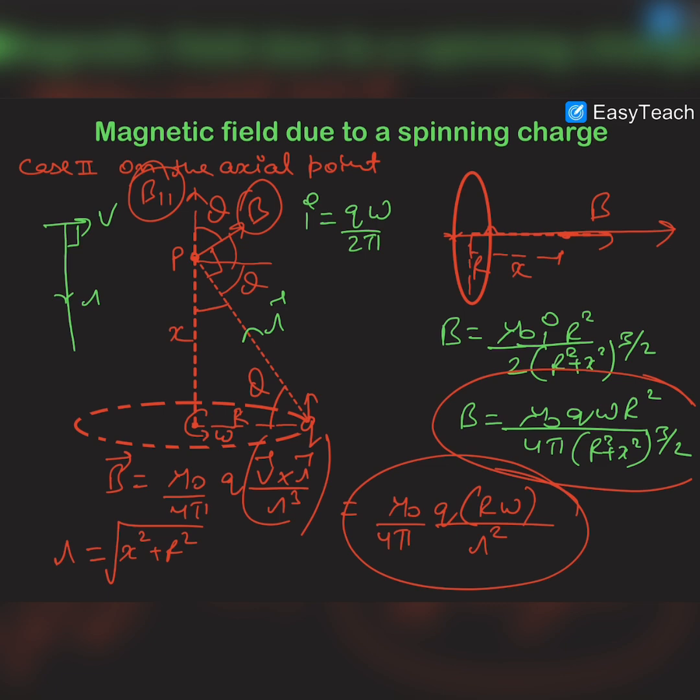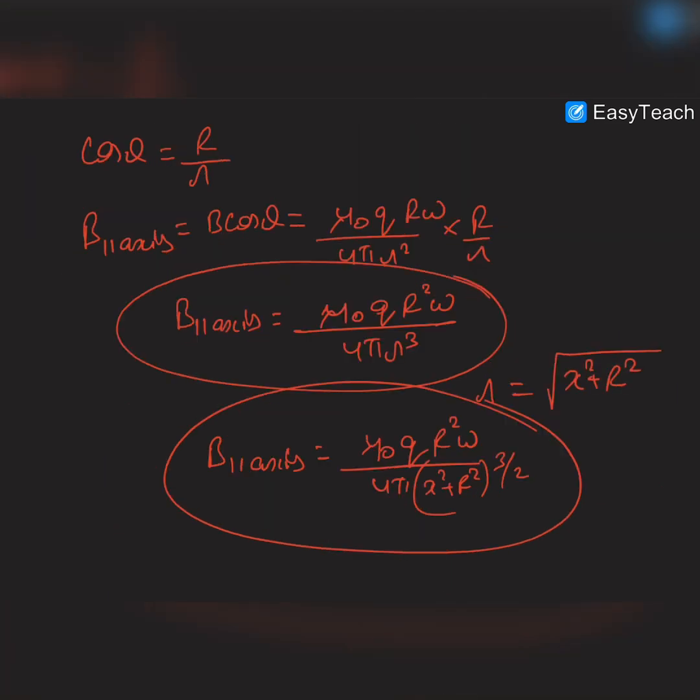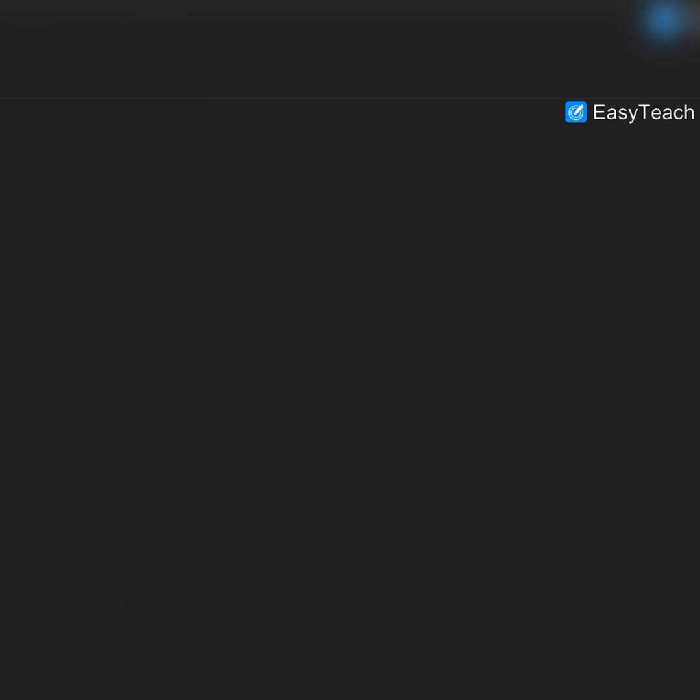Now obviously, if there are two spinning charges simultaneously, let us use another page. Let us see that there are two charges which are spinning in such a way that they are always diametrically opposite to each other, like that. One charge is here and one charge is here.